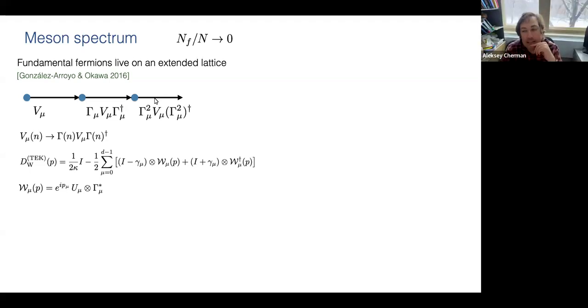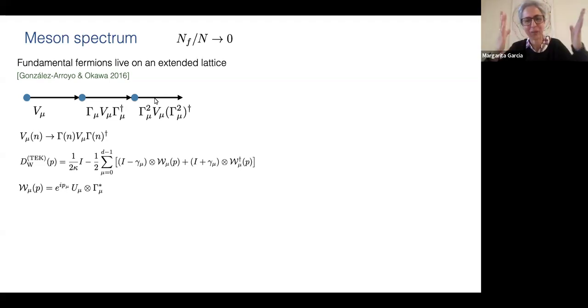Well, we are going to try several things to extract the glueballs, but it's not clear whether they will work or not. But this is our next project, trying to do that.